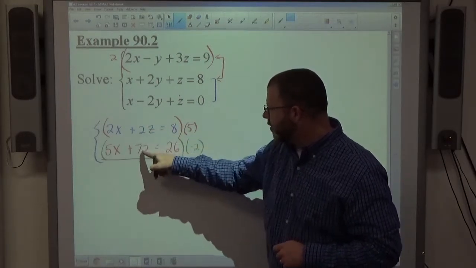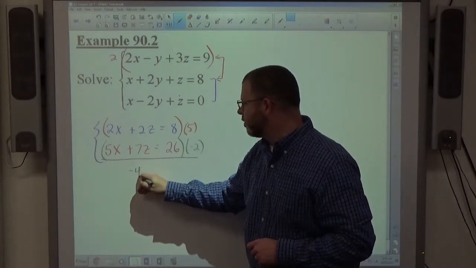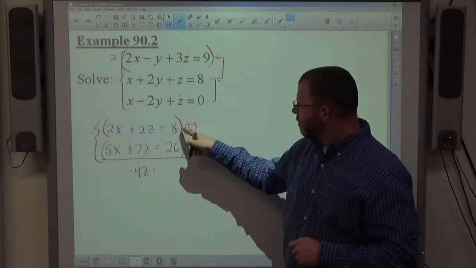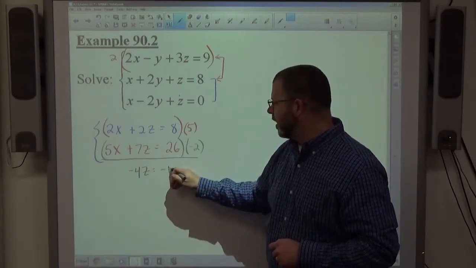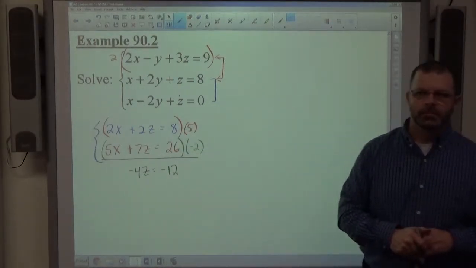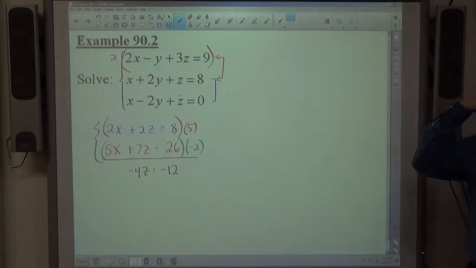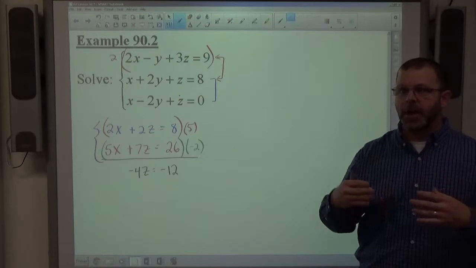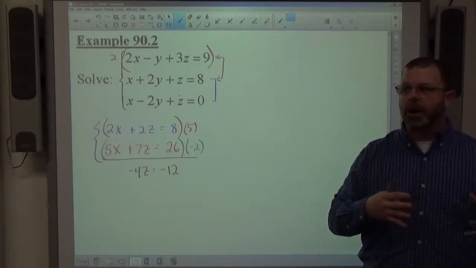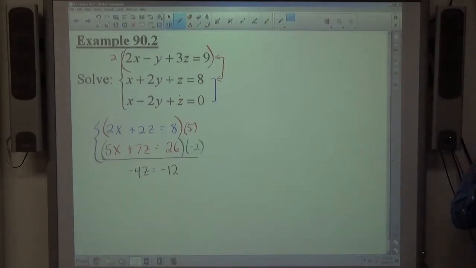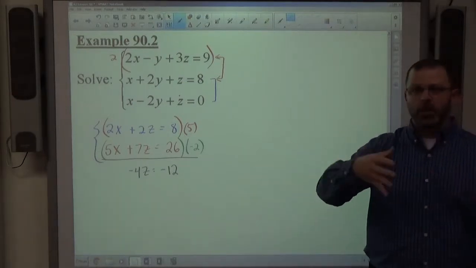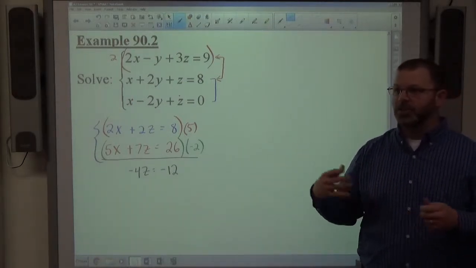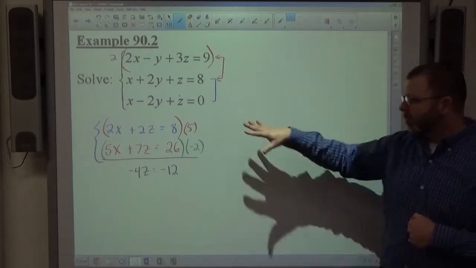10z minus 14z makes negative 4z. 40 minus 52 makes negative 12. Okay. If you have enough short-term memory ability to keep 2 numbers in your head through a multiplication process, then add them up, I'm not trying to knock on anybody, but some people's short-term memory can hold a lot, some can't hold as much. It has nothing to do with intelligence, it just has to do with how your short-term memory works. That's what's going on here.